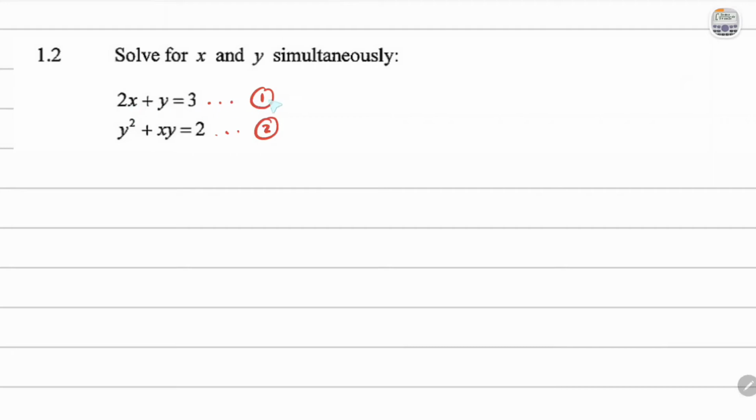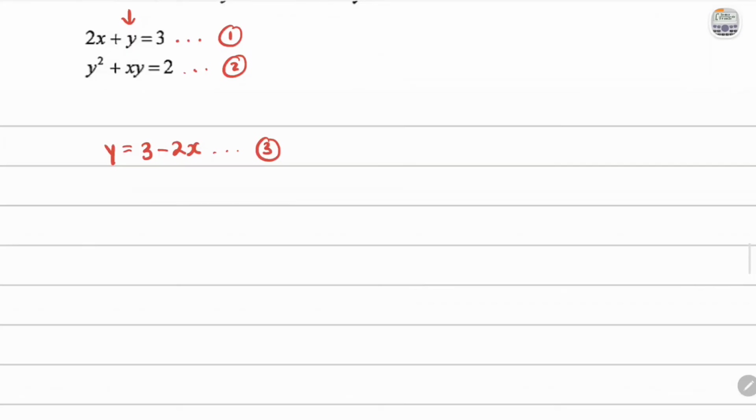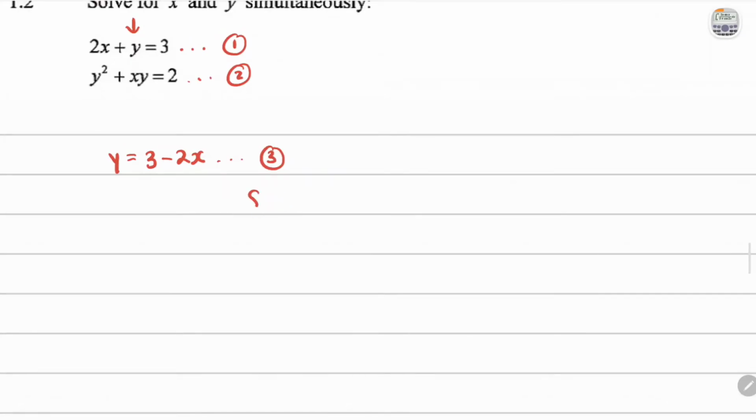So now we can form equation 3 using equation 1. You can leave y on the left-hand side, and we have y is equal to, and you still have 3 on the right, and then take your 2x over. And this is now our equation 3. Now to solve for x, we can go ahead and substitute equation 3 into equation 2. So wherever you see y, substitute it with 3 minus 2x.